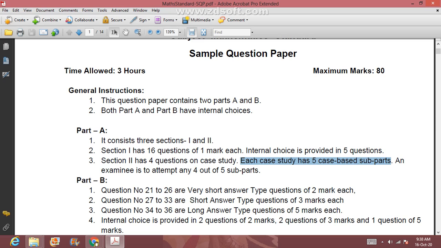Out of that 5 you have to solve any 4. You have to attempt any 4. This is part A. Part A contains questions 1 to 20. Out of that, 1 to 16 are 1 mark each. 17 to 20 are 4 marks each. Okay, we will go ahead.